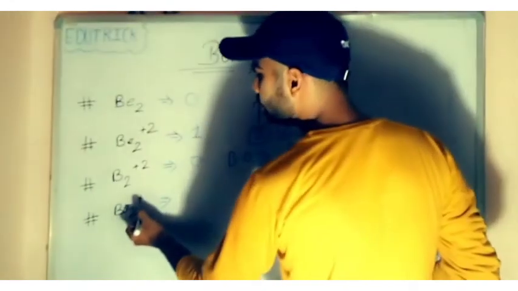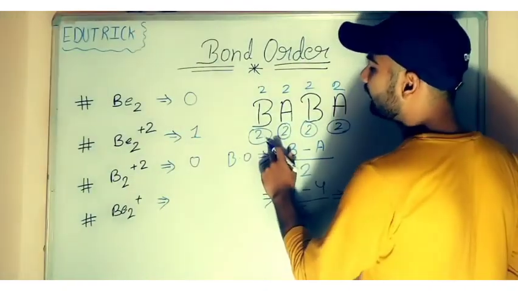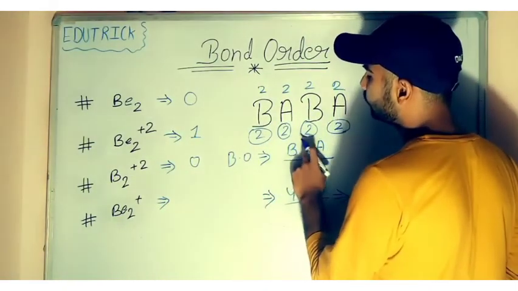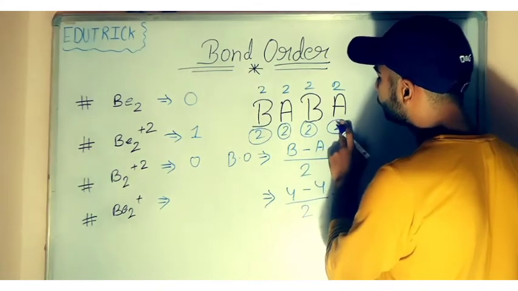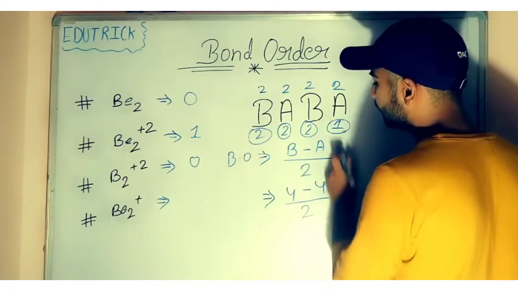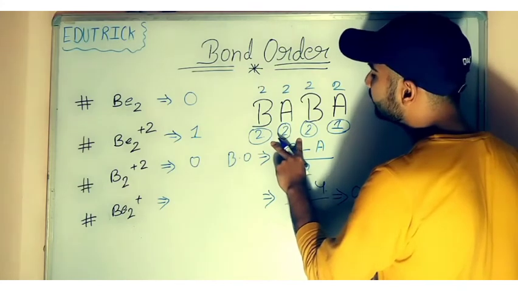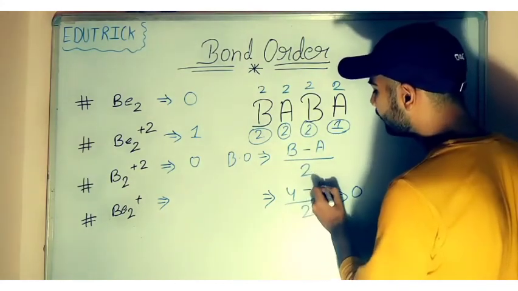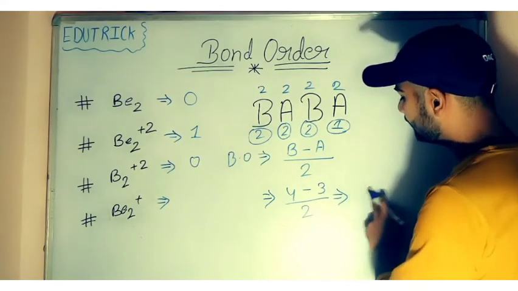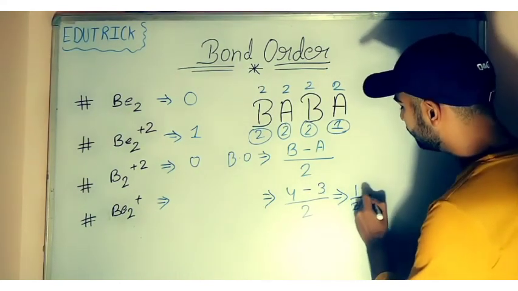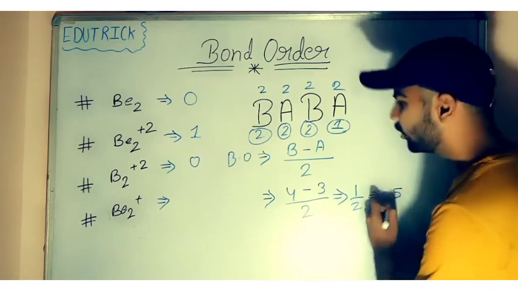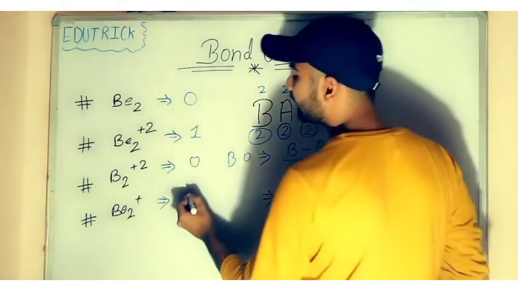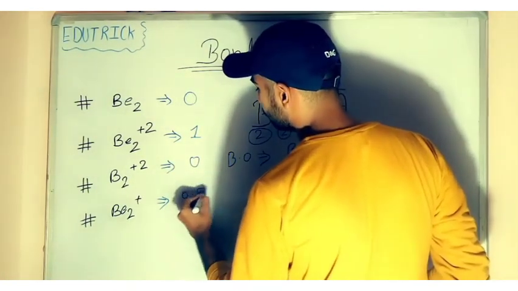For the next case, 2 electrons in the bonding, 2 electrons in the anti-bonding, 2 electrons in the bonding and 1 electron in the anti-bonding. So the total number of bonding electrons is 4 and the total number of anti-bonding electrons is 3. So 4 minus 3 is 1, divided by 2, that is 0.5. So the bond order is 0.5.